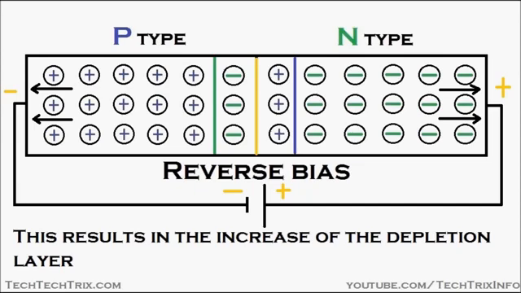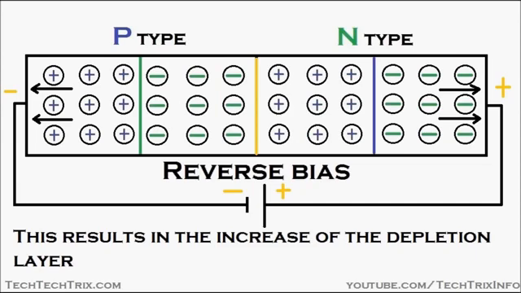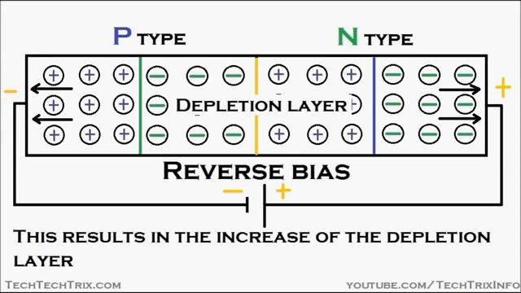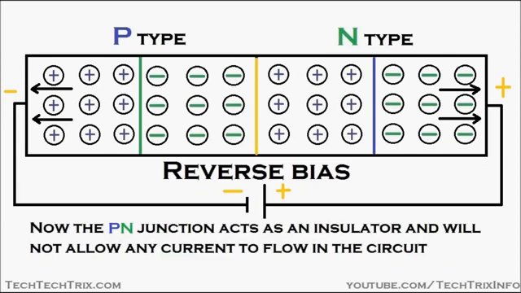So this results in the increase of the depletion region, the depletion layer, or the space charge region, because you can see the repulsion of the electrons and the holes is happening against the space charge or the depletion layer. So what happens is that this results in the increase of the depletion layer, as seen in the animation. That's the depletion layer over there. Now the PN junction acts as an insulator and will not allow any current to flow in the circuit. So this junction or this depletion layer now will be acting as an insulator and will not allow the flow of electrons or holes in that region.